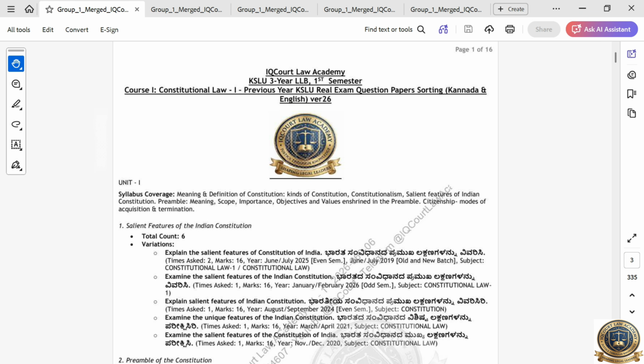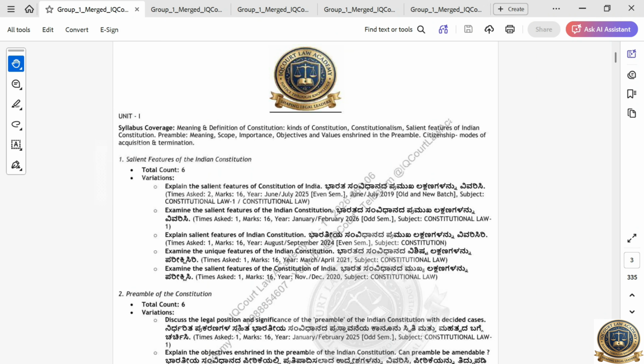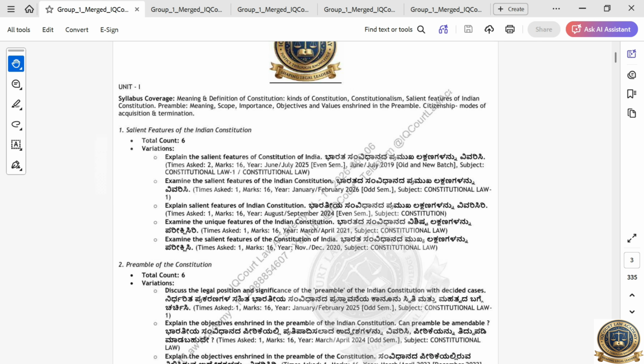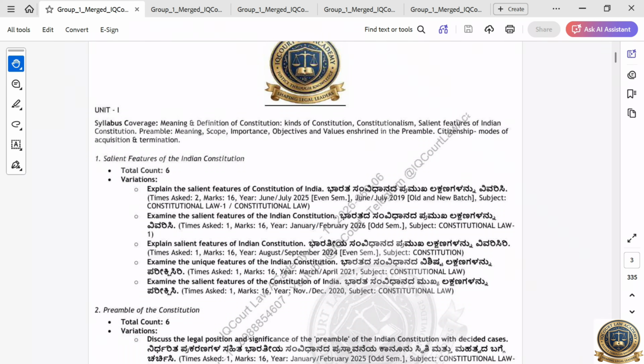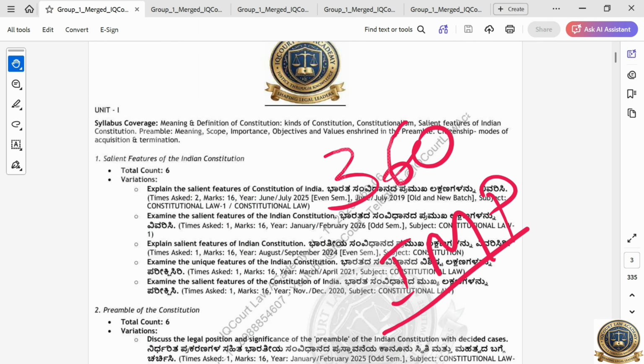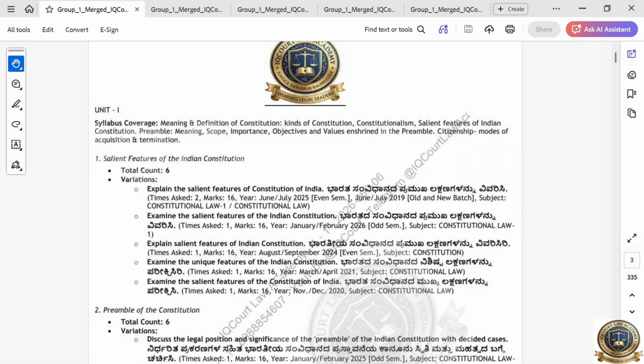That is the beauty of IQCourt Law Academy. We have done extensive research. You will never get this kind of material anywhere else. We will be revealing all the important questions of Constitutional Law 1. Let us start with the classes of the 360-degree analysis of important questions of Constitutional Law 1. Let us start with Unit 1.